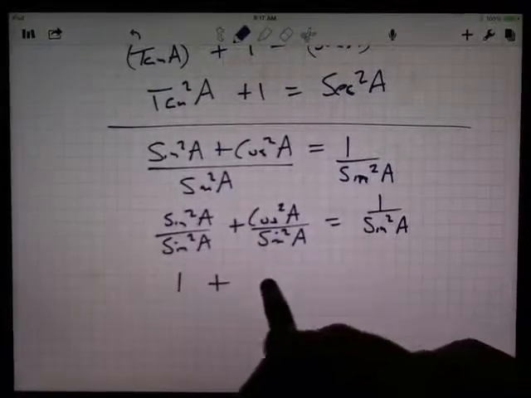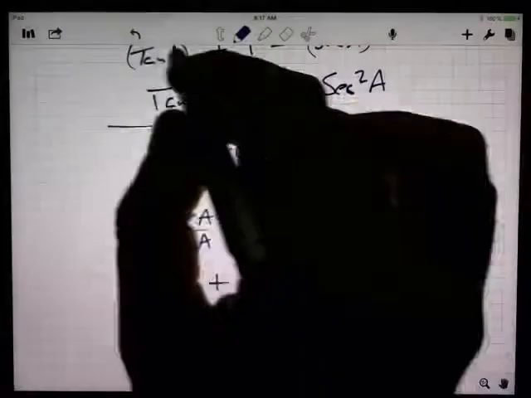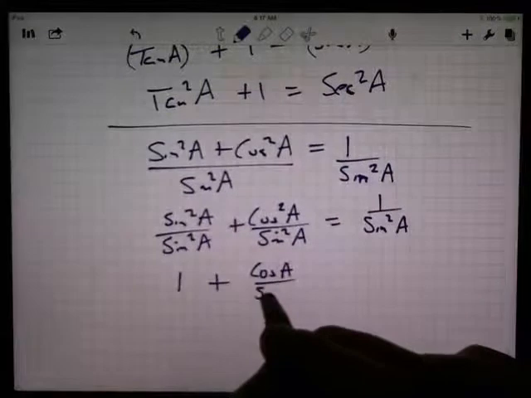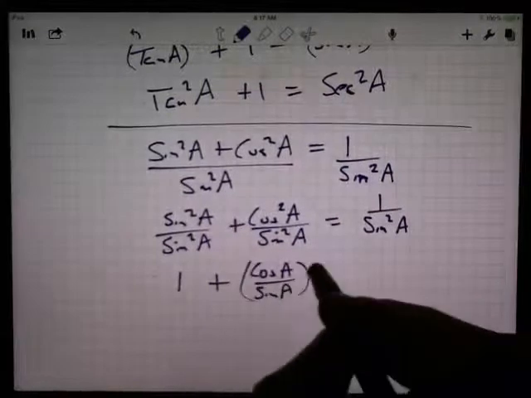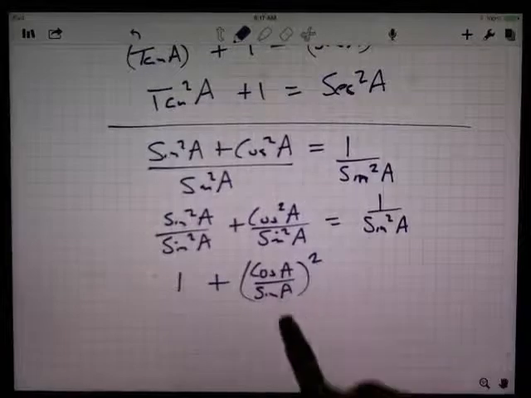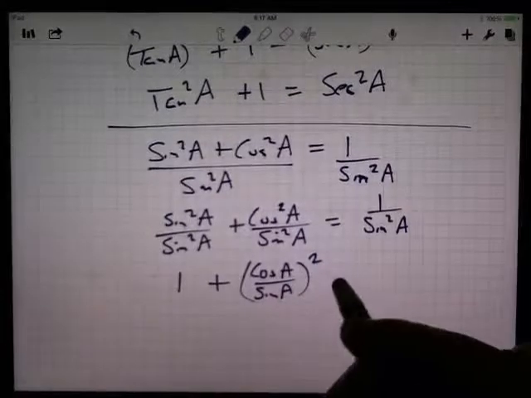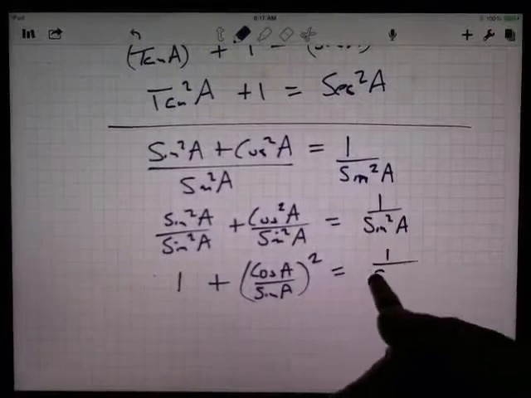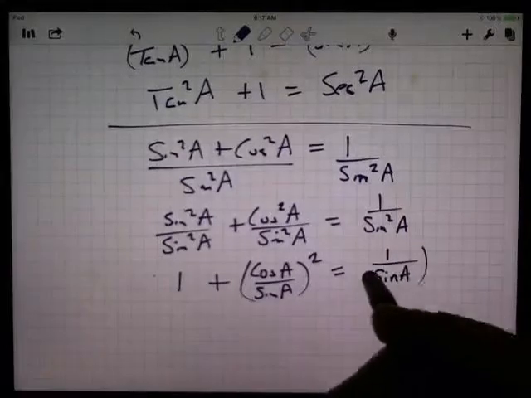This thing I'm going to write like this. On the top, I've got a cosine a. On the bottom, I've got a sine a. And I've got that whole fraction squared. Again, right? How do you square a fraction? You square the numerator, you square the denominator. And that's what that is. And then likewise here, this looks like 1 over sine of a, quantity squared.